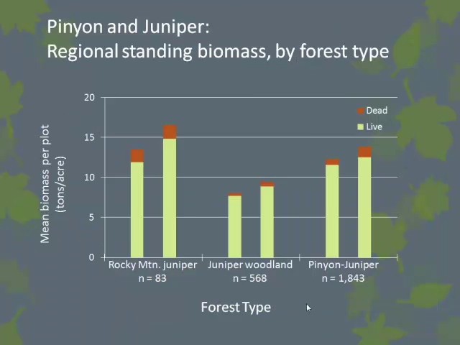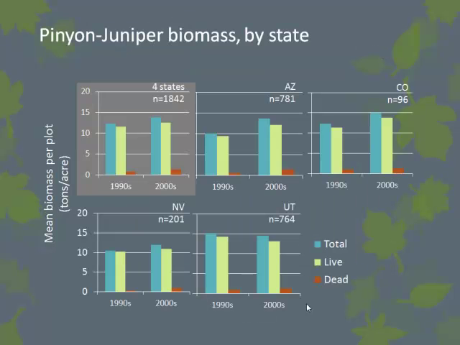So if we look at the biomass per plot among those three forest types, you see the Rocky Mountain juniper on average is the most productive, and it also saw the greatest increase from the 1990s to the 2000s. However, all three types did increase. Since the pinyon juniper forest type is by far the most abundant, I'm going to focus in just on that for a few minutes.